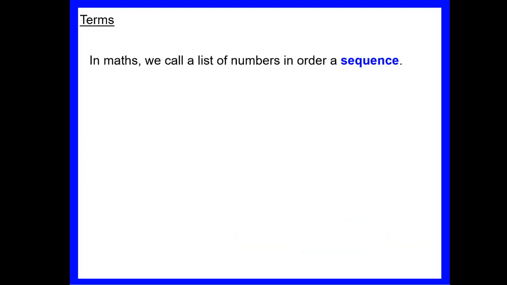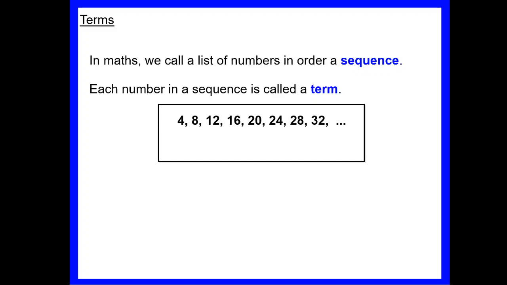Okay, so today then we're having a look at sequences. A sequence is a list of numbers in a specific order. Each number in a sequence we call a term. So here is a sequence, 4, 8, 12, 16, 20, etc. Now hopefully you'll recognise this sequence. This is our 4 times tables. So the first number in this sequence, the first term, is the number 4.